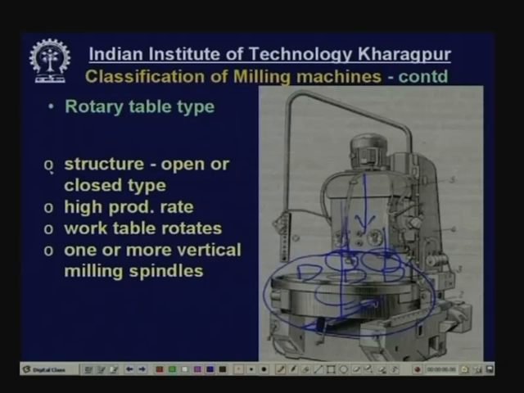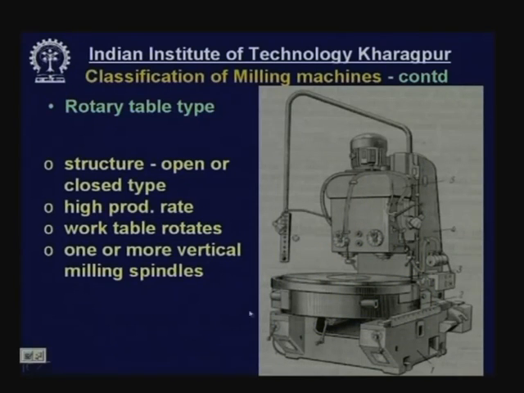So, this structure is open on one side or both sides, it can be closed type, with a high production rate, and the work table rotates, with one or more vertical milling spindles. There are two shown here, there can be even more than two, either 1, 2 or maximum 3. So, these are fast production machines. Okay.